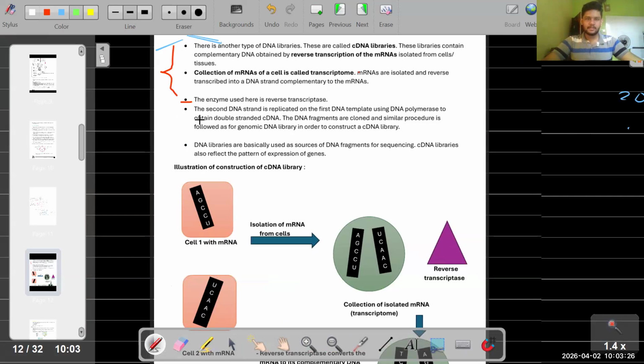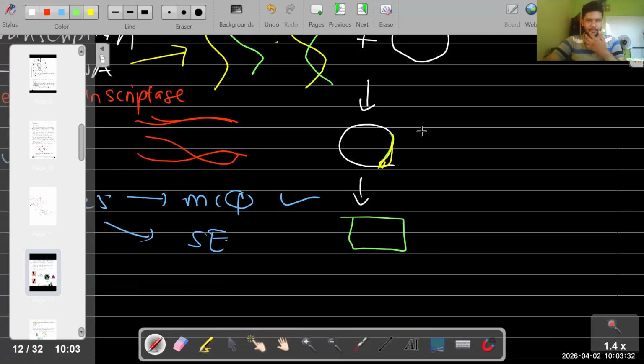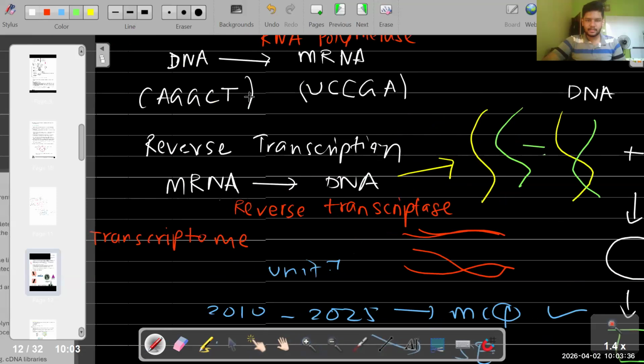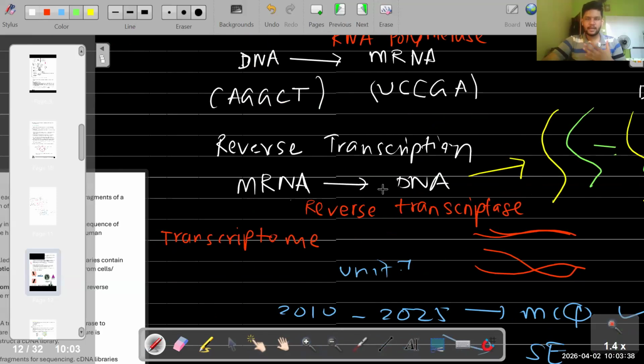Now see the fourth statement. The second DNA strand is replicated. Second DNA strand means this green color one. The yellow color one was produced by us. How? We extracted the mRNA from cells and that mRNA was reverse transcribed into a DNA. That DNA is the one given in yellow color. Right? Is that clear?